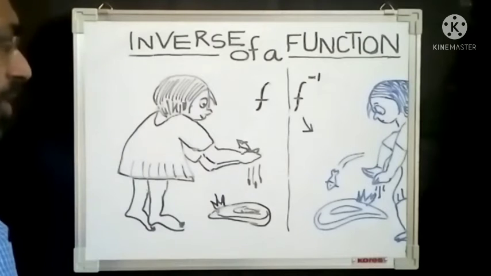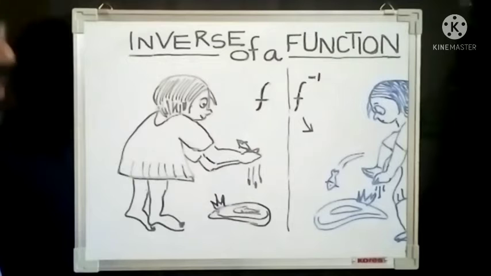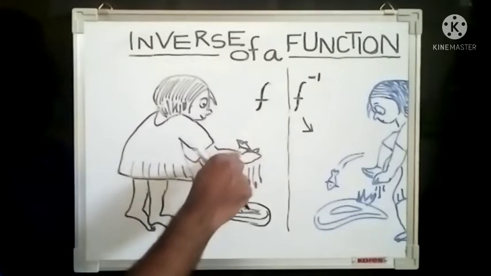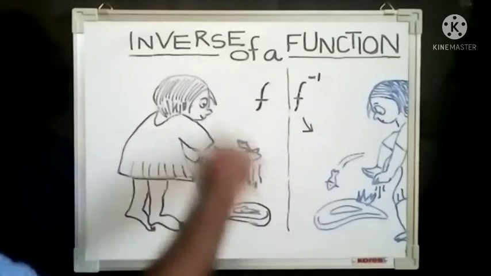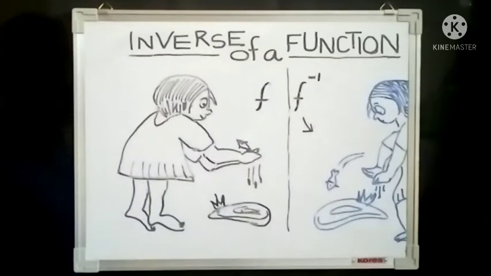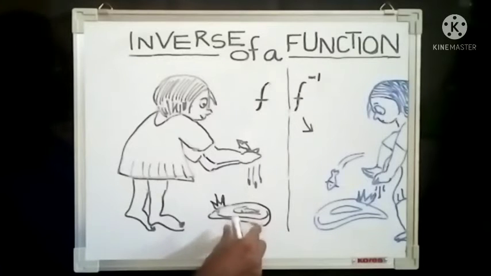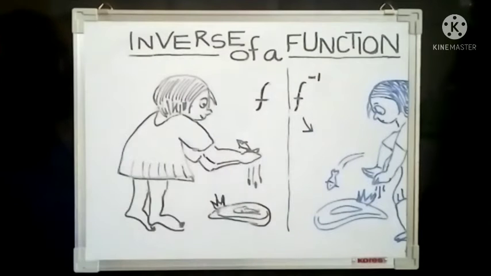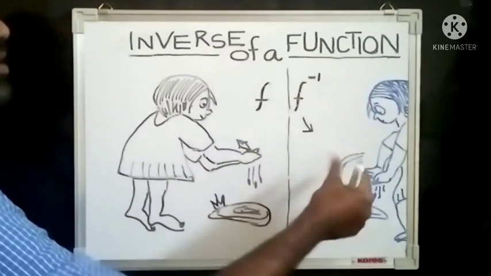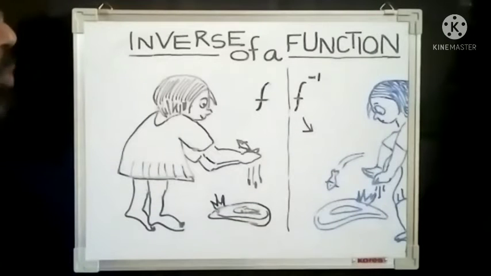A child caught a fish. After some time, she felt like releasing it. If f is the action, f is the function of catching the fish, then the opposite action, the reverse action, f inverse, is releasing the fish. Thus, the fish in the pond became the fish in the hand. After applying f inverse, the fish in the hand became the fish in the pond.